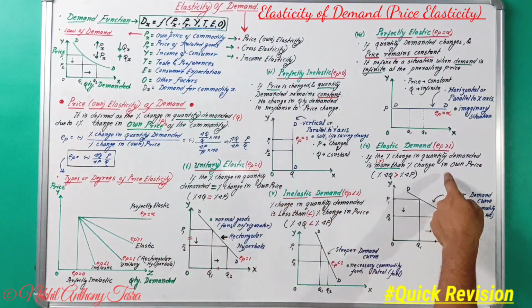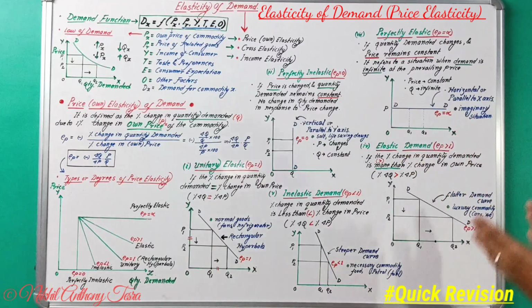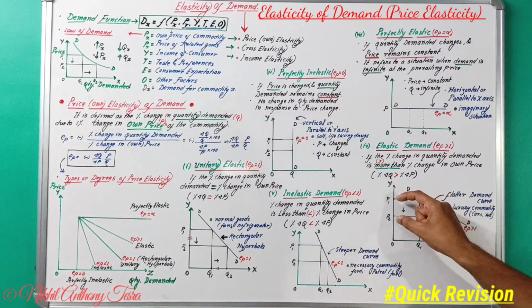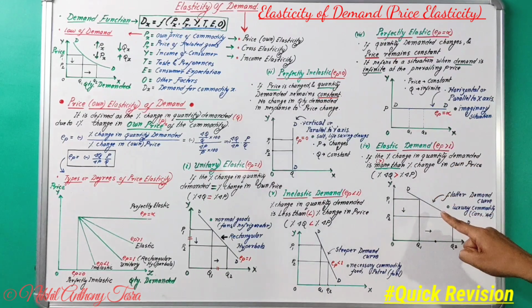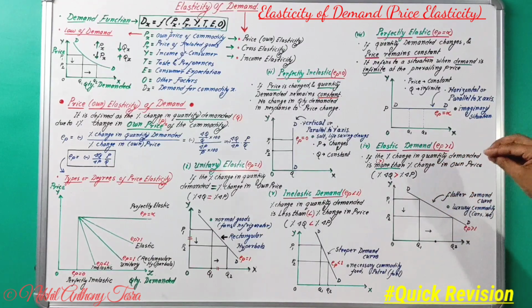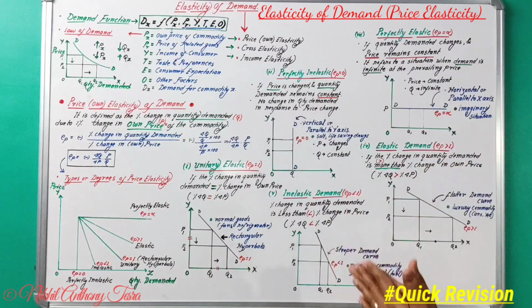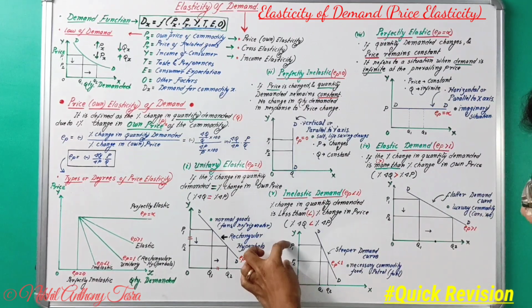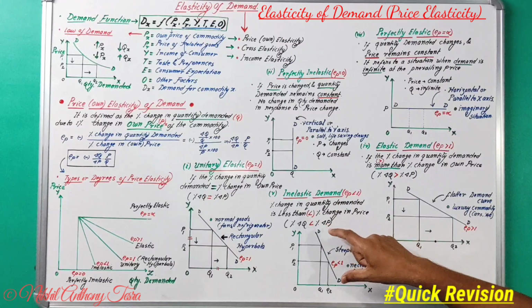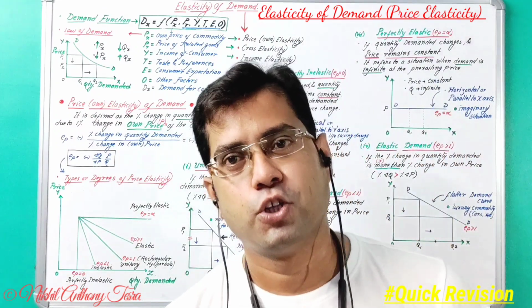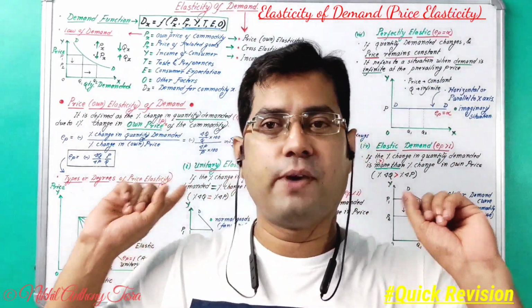Okay, friends. Now, EP greater than 1, which is known as elastic demand. In this particular case, percentage change in quantity demanded is more than percentage change in price. DD demand curve is flatter demand curve, and for the luxury commodities we are having elastic demand, that is EP greater than 1. Now, the last one. Inelastic demand curve, EP less than 1. In this particular case, percentage change in quantity demanded is less than percentage change in price. DD is demand curve which is steeper demand curve, and for the necessary commodities we are having inelastic demand curve. So friends, I think I have covered the price elasticity of demand.